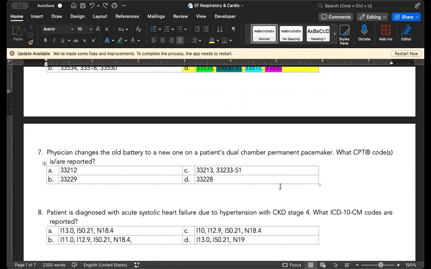Number 7: we have a physician who changes the old battery to a new one in a patient's dual chamber pacemaker. So basically, we are upgrading it, and we're changing it from... no, sorry, this one isn't the upgrade. This one is, we're just changing the battery in that pacemaker. So any thoughts on what we would look at in the alphabetic index? Let's look at this one from a scratch perspective.